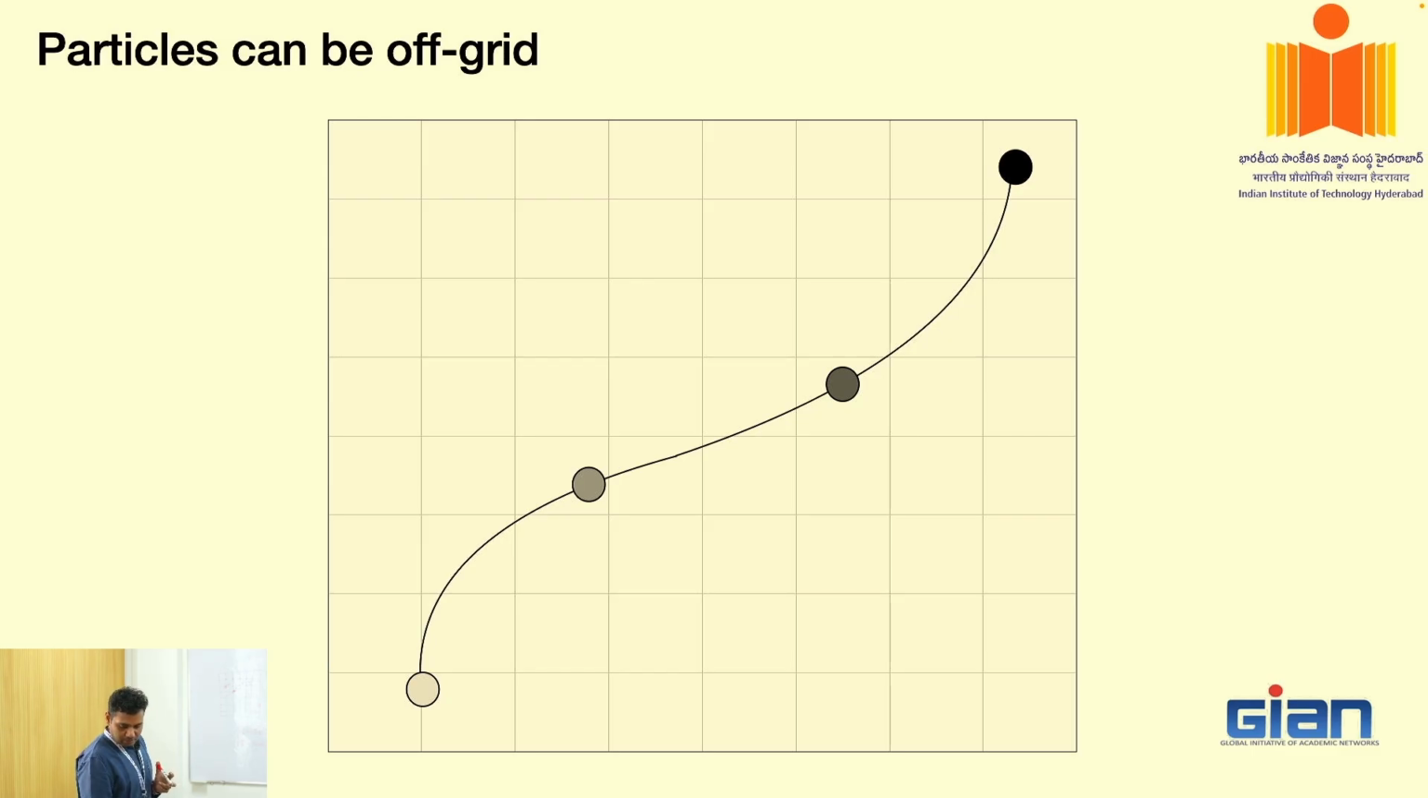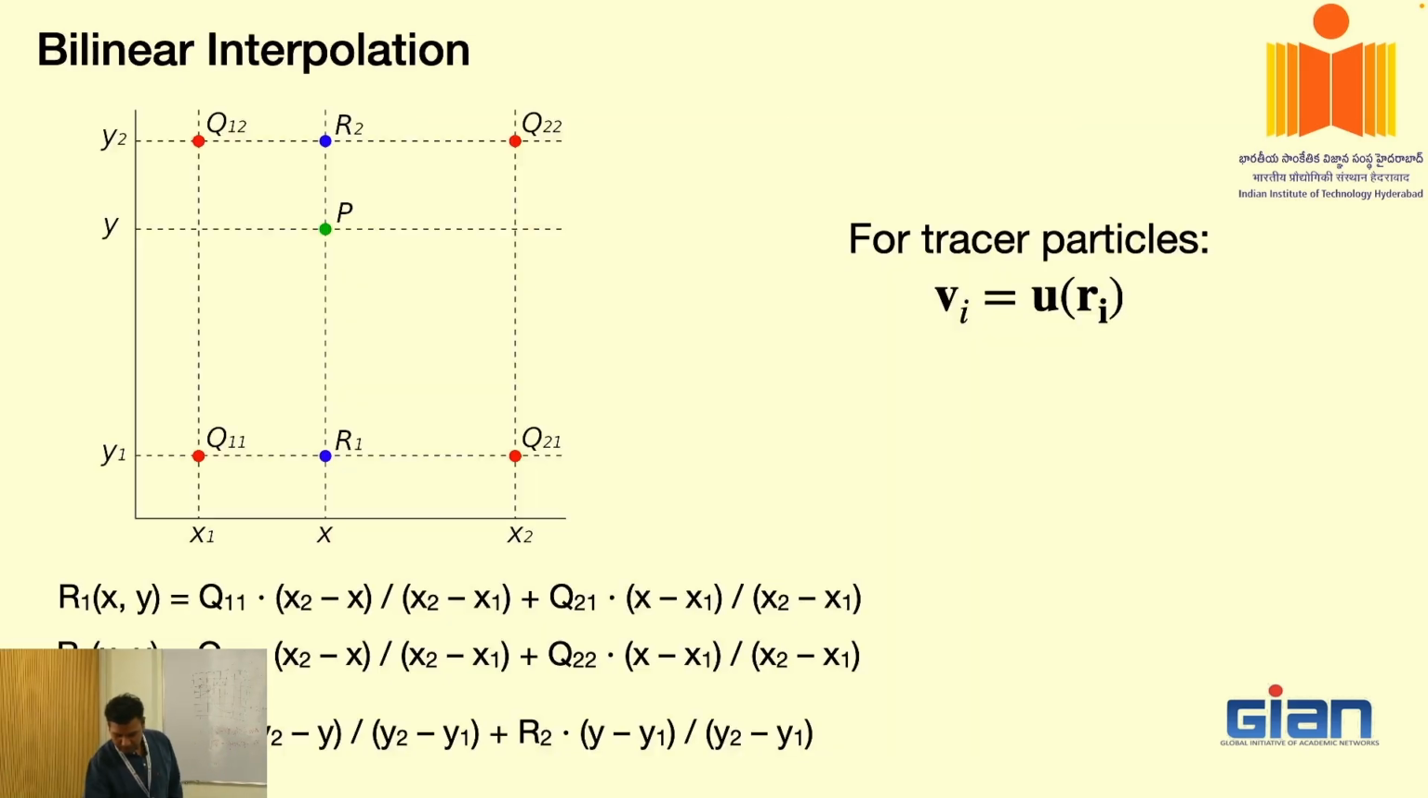Now, suppose you want to know what is going to be your velocity at this point for the particle. You have the information of the velocity field at these 4 points. So what you can do is a bilinear interpolation, and then you can get the velocity, and that's what we do simply. This is the expression that we are going to use. Suppose Q11, Q21, Q12, Q22 are 4 points, and you know the value of the function at those points. Then how will you get the value of Q at point P?